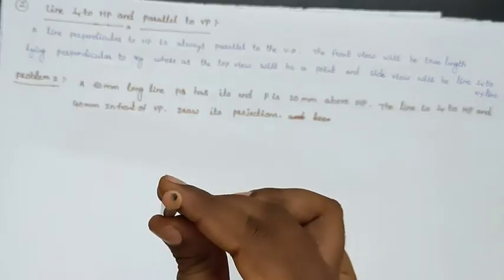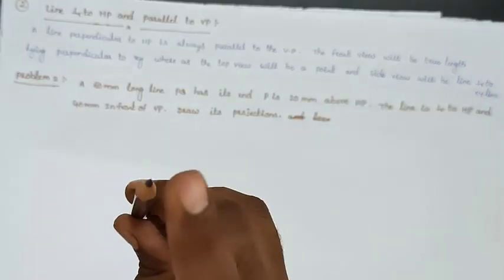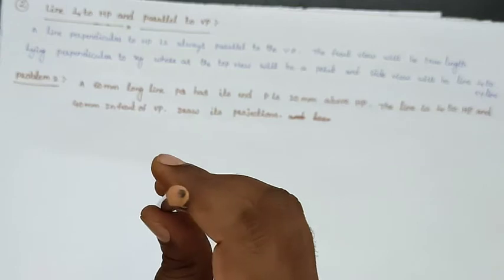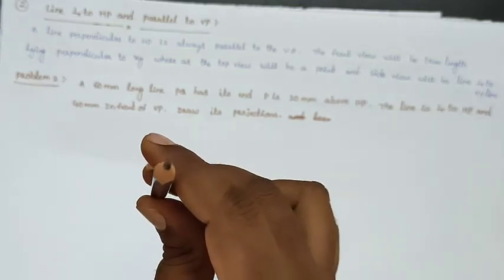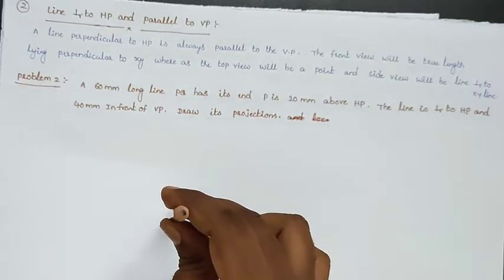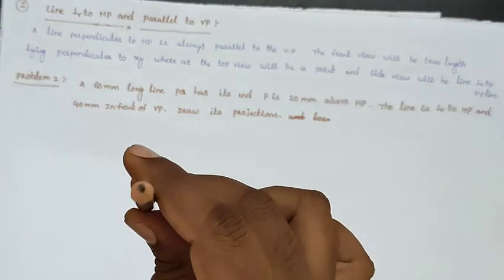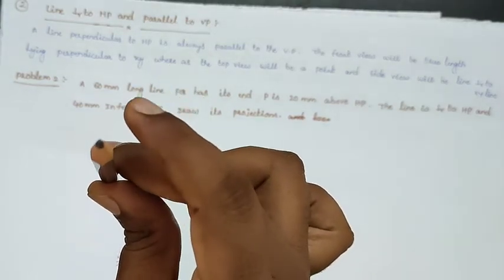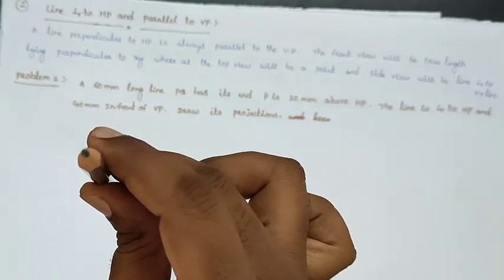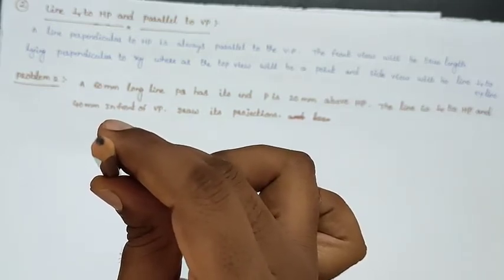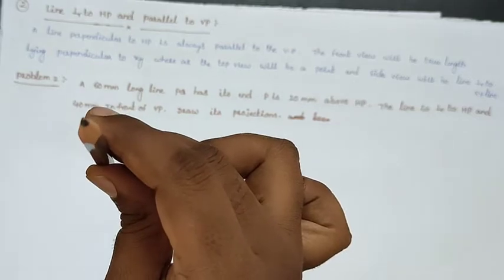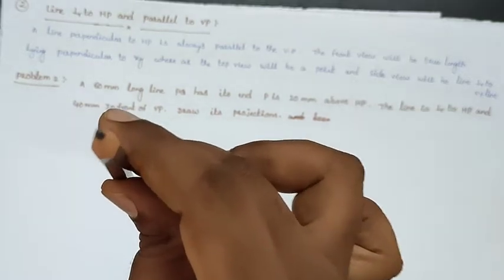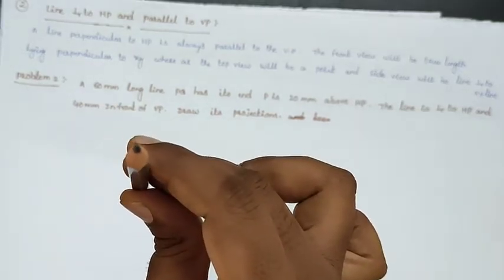And if you see the object from the top view direction, this point is visible and this point is not visible. So the top view is obtained as a point on the horizontal plane, and if you see the object from the side view direction, we will get a line which is perpendicular to the reference line. Okay, this is about the line perpendicular to HP and parallel to the VP.